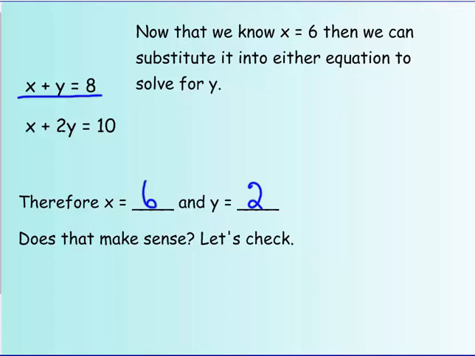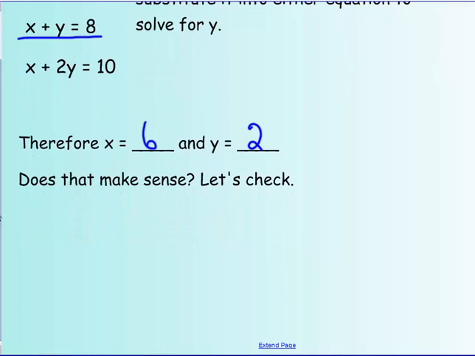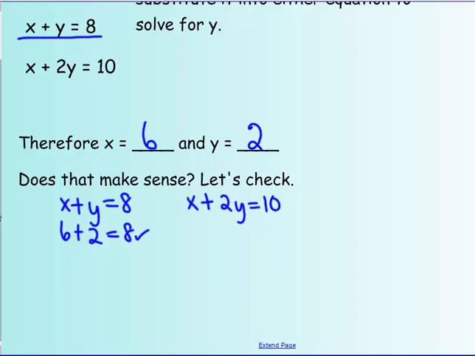Now I'm going to check, does it make sense? That x is 6 and y equals 2. So x plus y equals 8. Well, I know it's going to work in that one. 6 plus 2 equals 8. Yes, there's my first check. x plus 2y equals 10. So plugging in 6 plus 2 times that 2, which is 4. 6 plus 4 does equal 10. So I checked it in both equations. Yes, it makes sense. That is the correct answer.